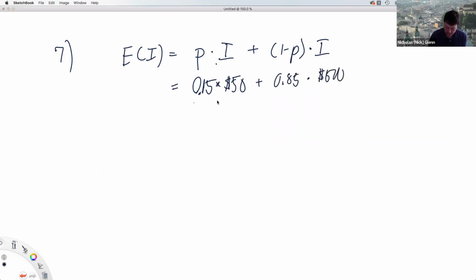So 15% of 50 is $7.50. What's 0.85 times 500? Well, that's 425. You add these together, you get 432.50. That's our expected income here. So the person has this financial asset where with this probability I'll get this, and with 85% probability I'll get $500. So he's figuring, what's the expected income? He's just taking the average of these 2 incomes and saying, this is what I expect it could be, the average.